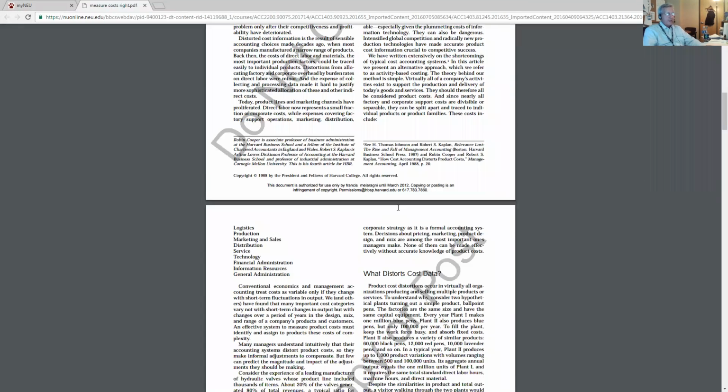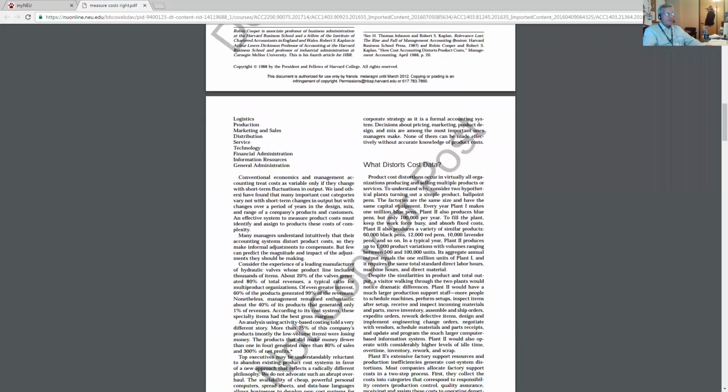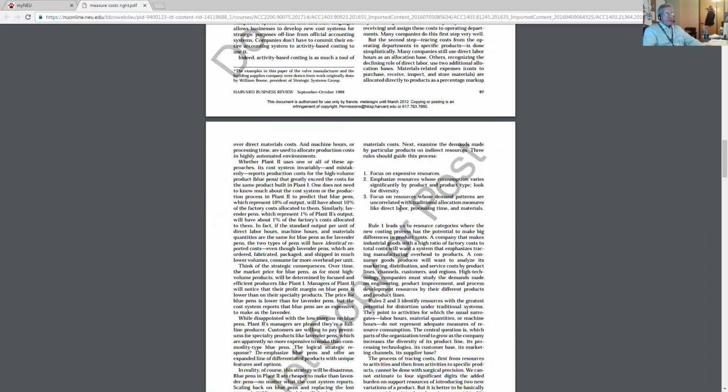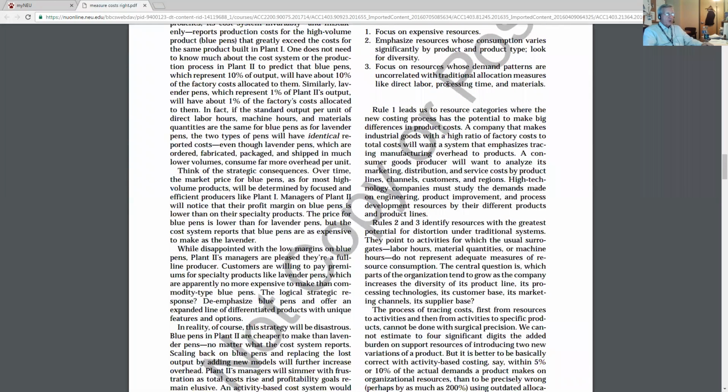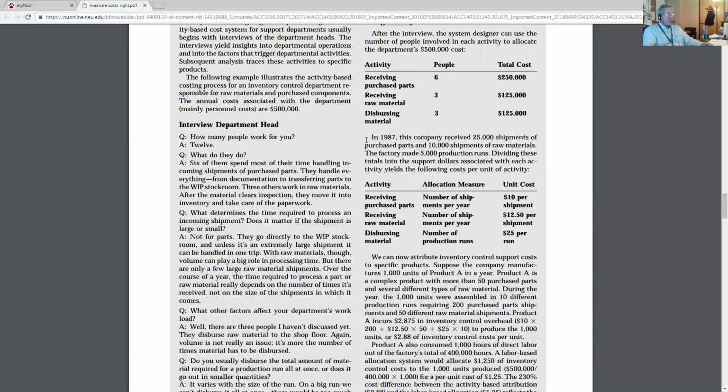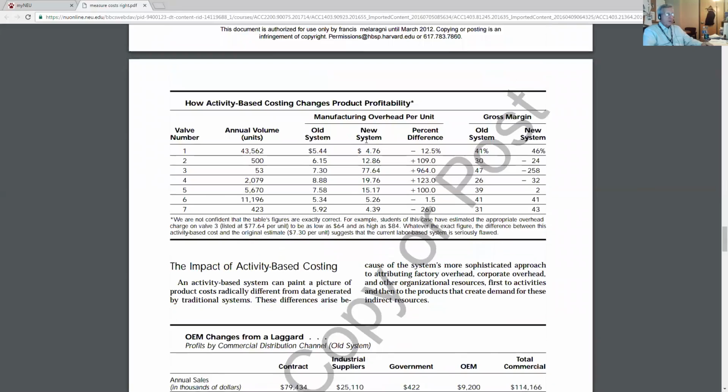This really has been a movement within the accounting profession, this activity-based costing, and this was the genesis of that movement. I think that as you read through this, you'll see there's a lot of wisdom in the article. They talk about focusing on expensive resources, emphasizing the resources where consumption varies significantly by product, and focusing on resources whose demand patterns are uncorrelated with traditional allocation methods like direct labor, processing time, and materials. Again, they're talking primarily about the overhead costs, not the direct material and direct labor.